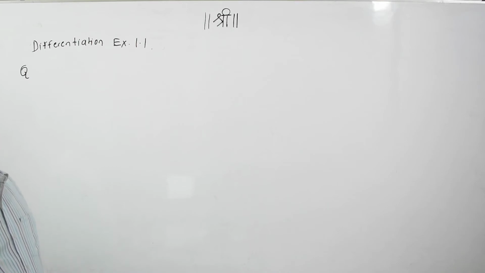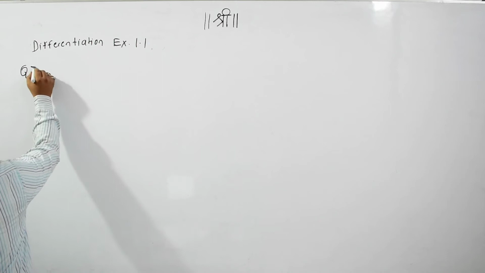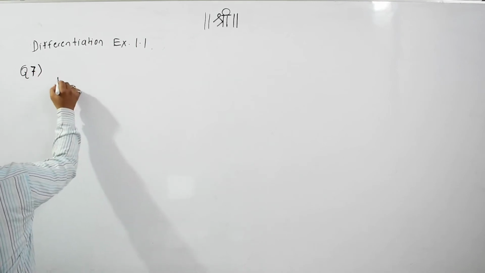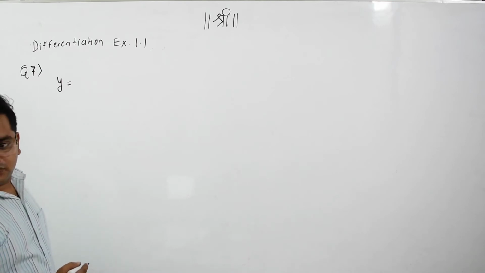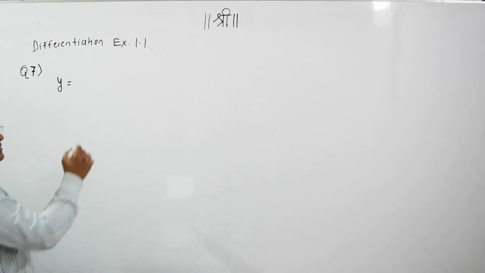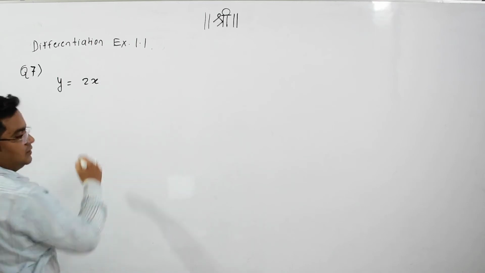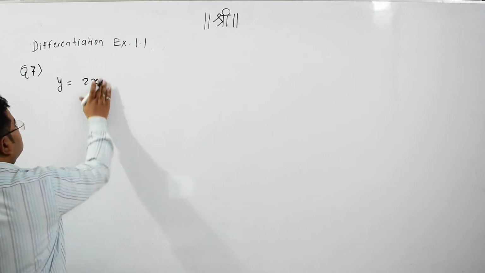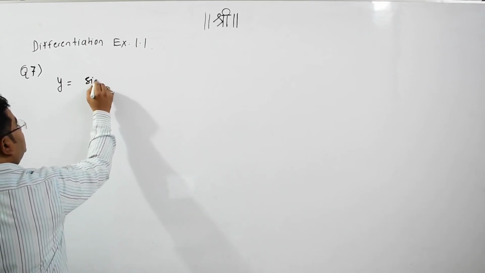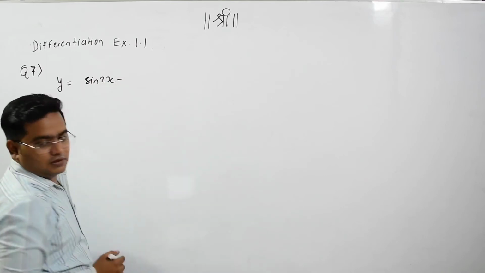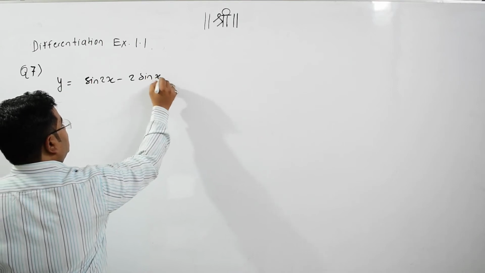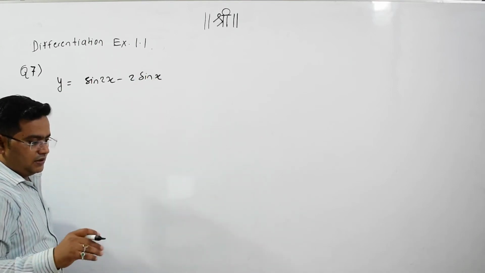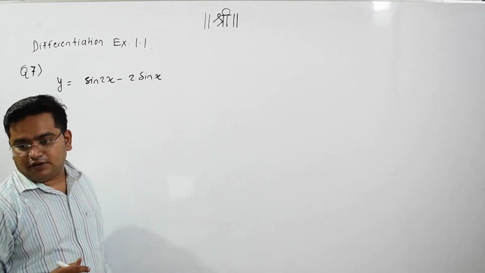Now the next important parameter given, question number 7 says something like that, y is equal to sine 2x minus 2 sine x. Okay, done. Now what is the next parameter given?